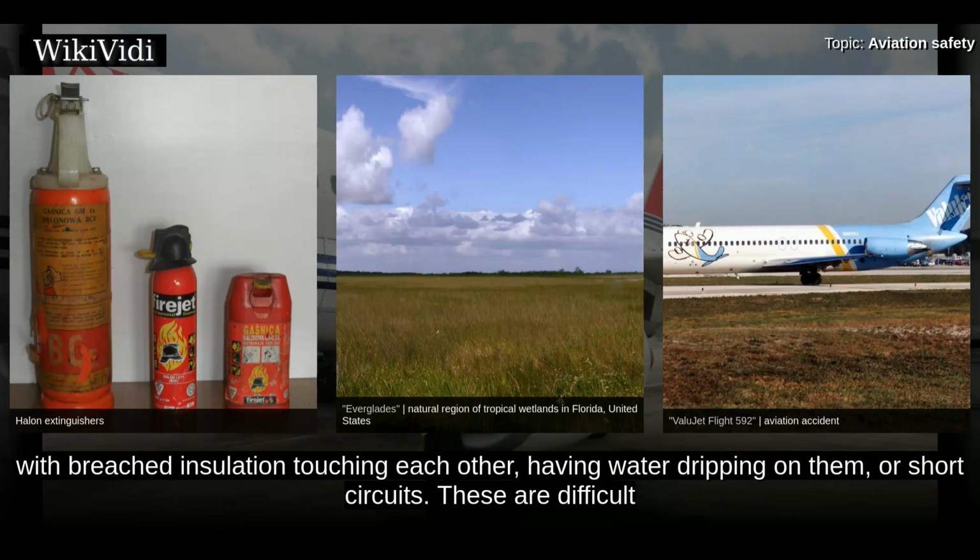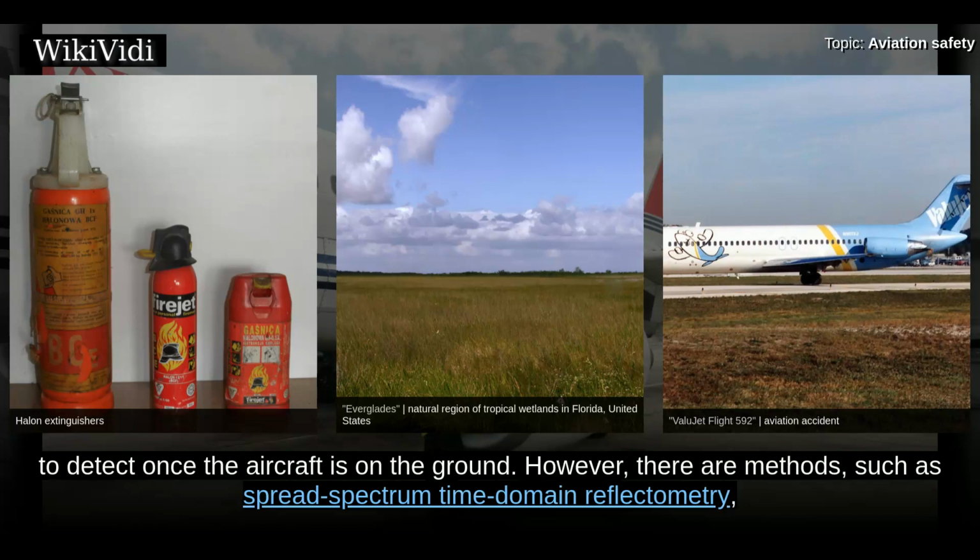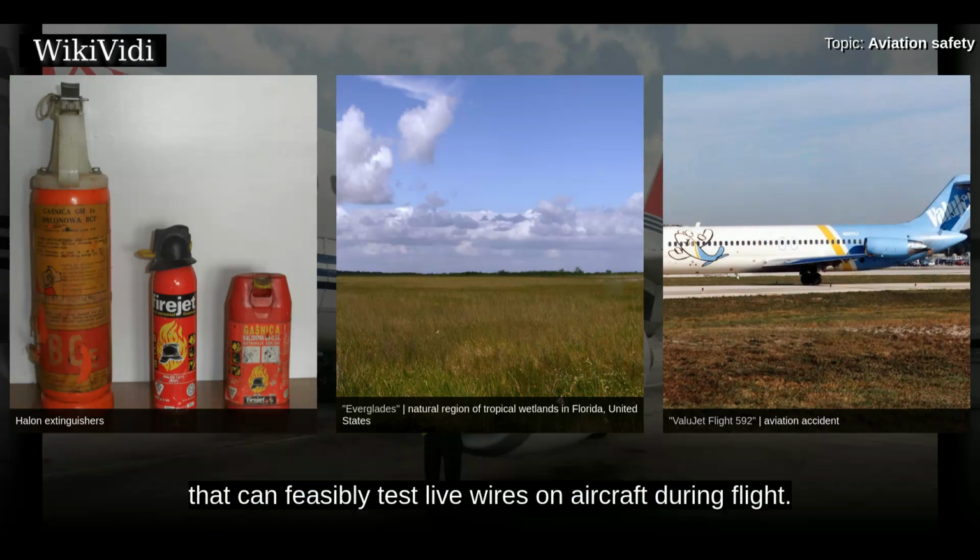with breached insulation touching each other, having water dripping on them, or short circuits. These are difficult to detect once the aircraft is on the ground. However, there are methods, such as spread-spectrum time-domain reflectometry, that can feasibly test live wires on aircraft during flight.